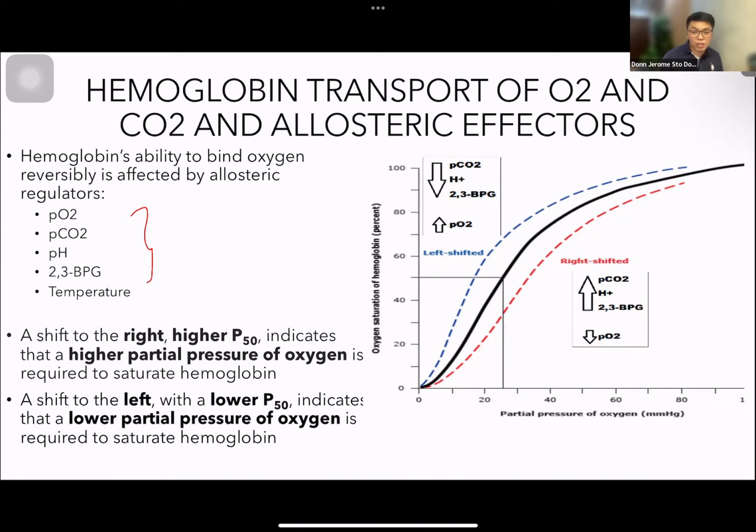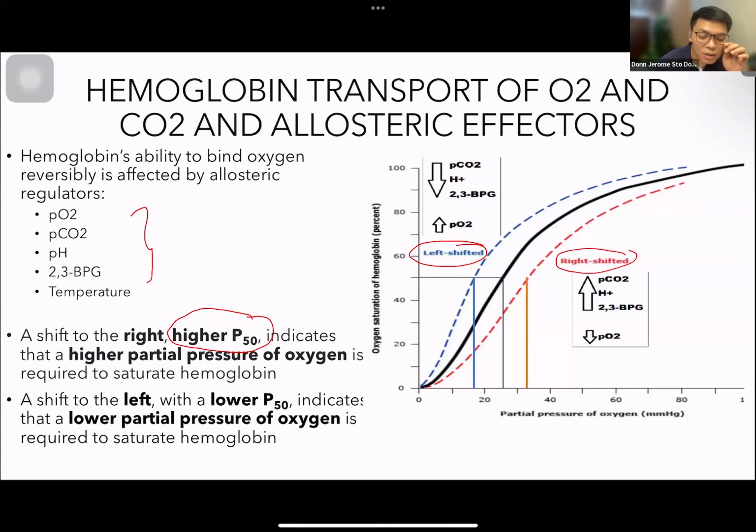Okay. So on your right, you see the hemoglobin dissociation curve. What is the shape of the hemoglobin curve? Sigmoidal in shape. Please take note. There are two ways your hemoglobin can behave. It can either shift to the right or shift to the left, depending on the allosteric effector. Let's first look at the shift to the right. A shift to the right means that you have a higher P50.